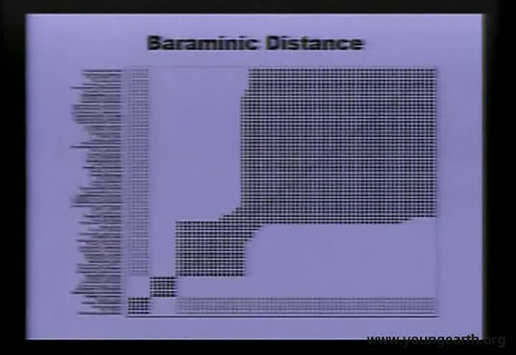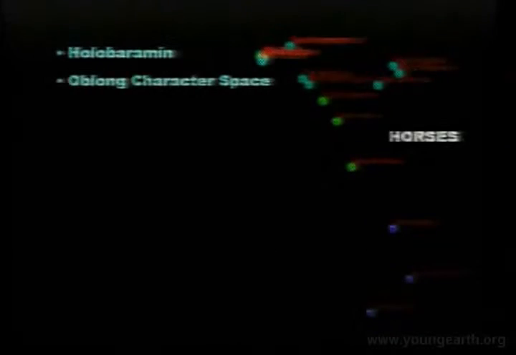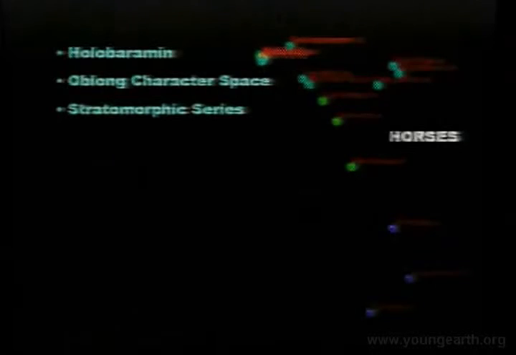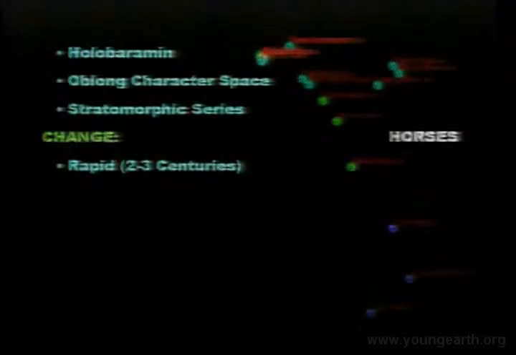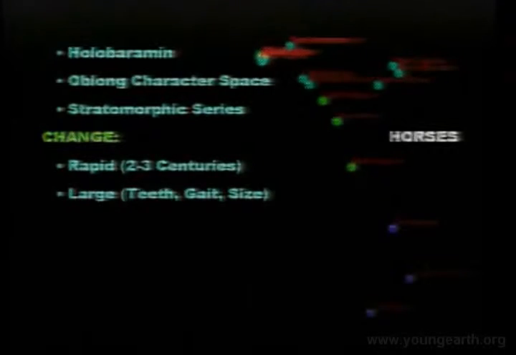But I don't have time to talk about that. It's moving through character space. It creates a stratomorphic series in the fossil record. It looks like horses are evolving, and they are, but it's within the same created kind. It's rapid change. It's a large change because it's not just that the horses are increasing in size. They're increasing or decreasing in the number of toe bones. They're increasing in hypsodonty, which is a design of the teeth.